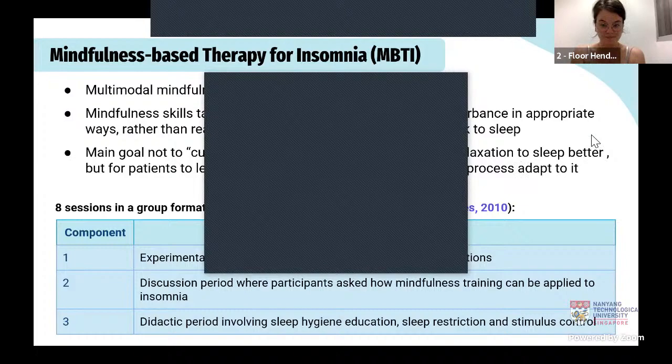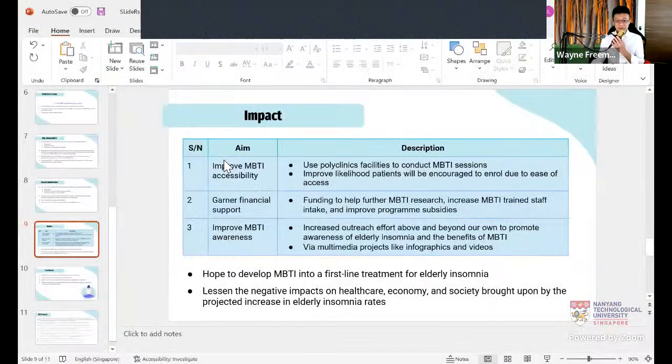Thank you, Team 2, for your presentation. Right, we go to the last group, Team 5.